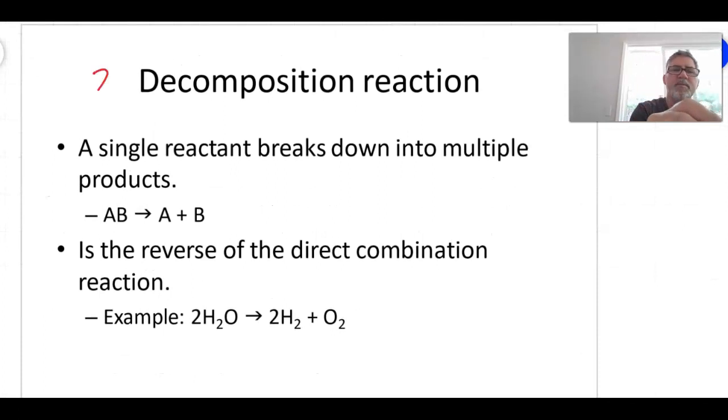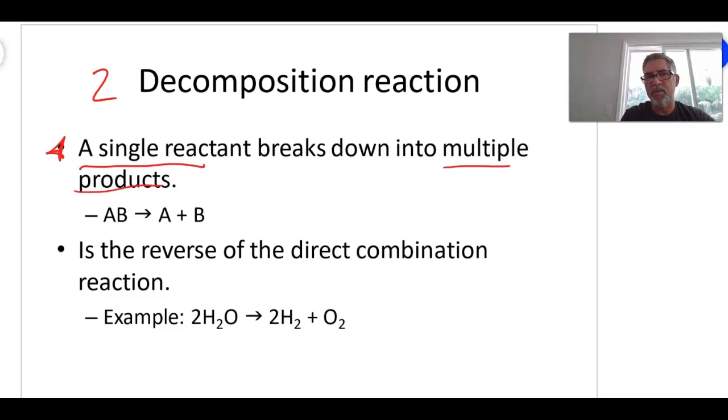Next of our reactions here is our decomposition reaction. Remember, to decompose means to fall apart. So I have a single reactant into multiple products. If I start with a single reactant and I end up with multiple products, so again, here I have 1 reactant and I have 2 products, so it's a decomposition. An example here, if I have 2 water molecules, I add some energy, and I get hydrogen and oxygen gas. I started out with 1 reactant, and I get multiple products.